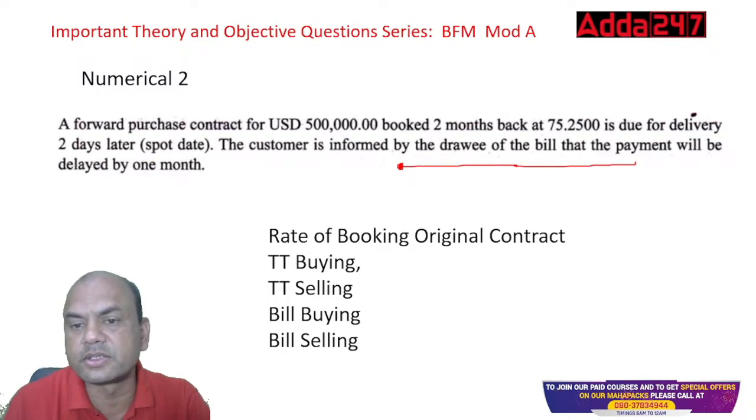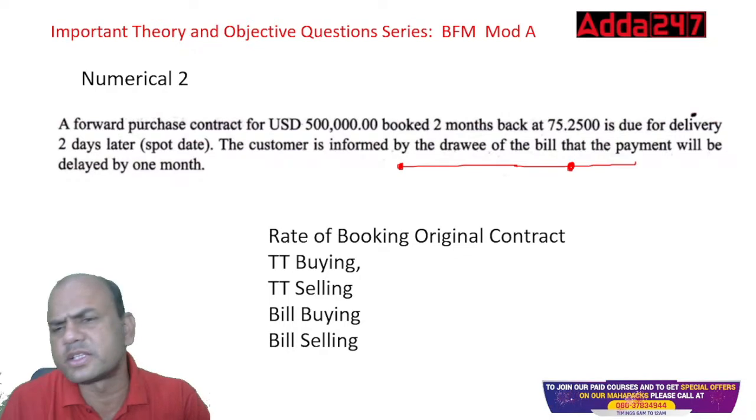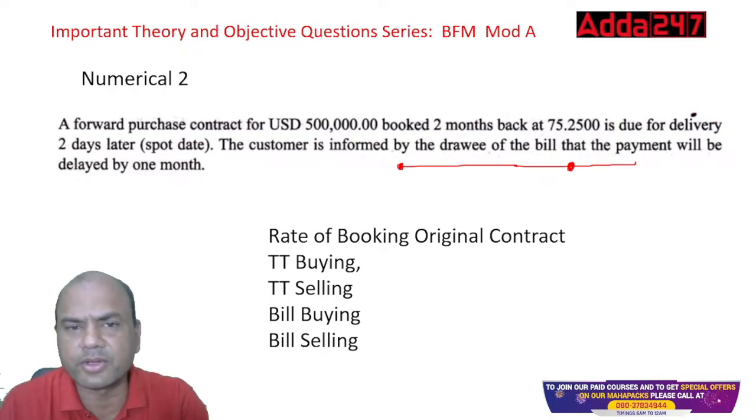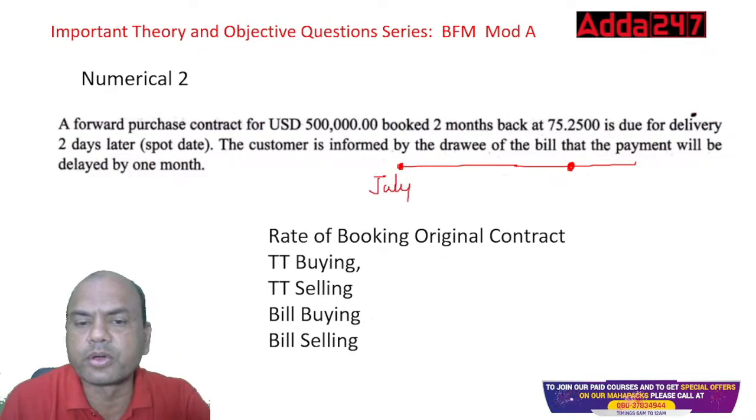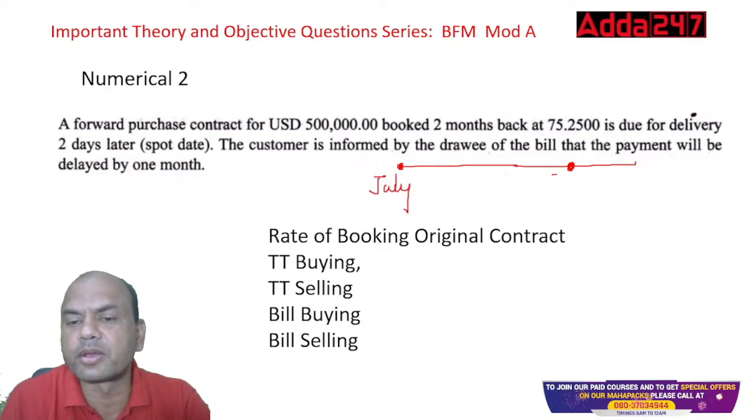Let's say tomorrow. Here it is tomorrow. So 2 months back. What is this month now? Let's consider anything. This is September. So gone August and July. Let's say the contract was booked in July. It is due in September, tomorrow's date.